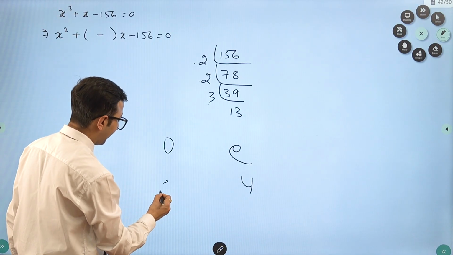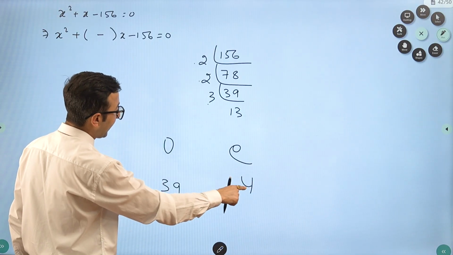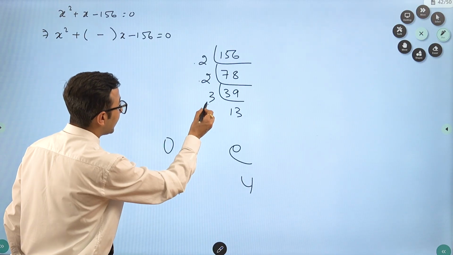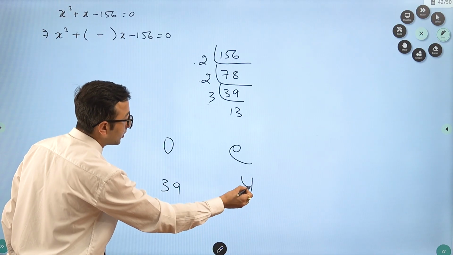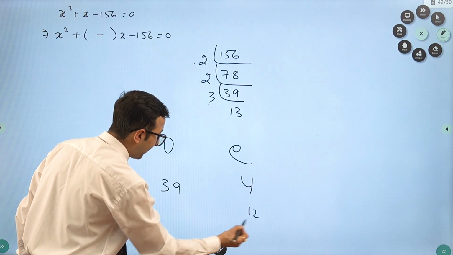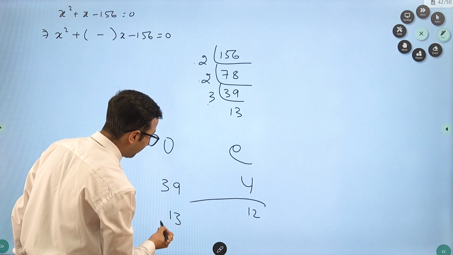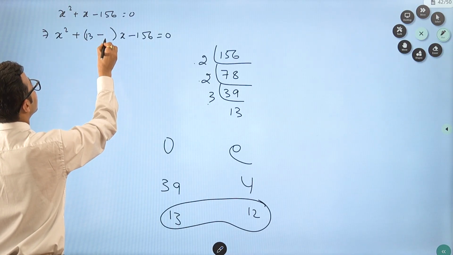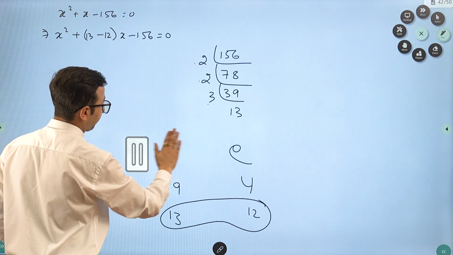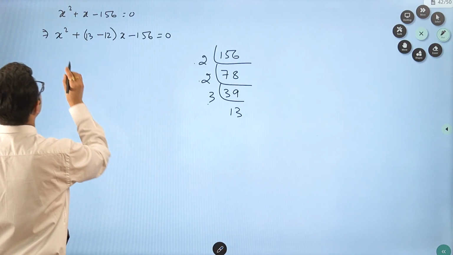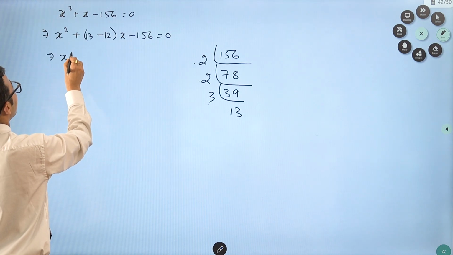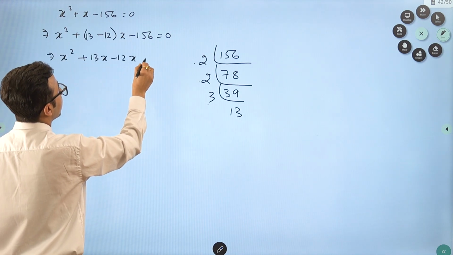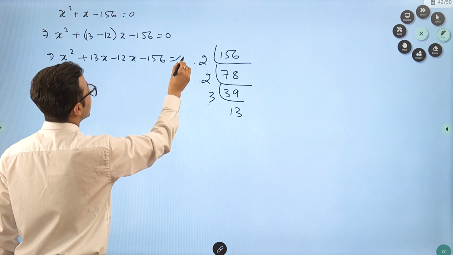13 3s are 39, but look here, 39 and 4 under subtraction is not giving us 1. So it means that give that 3 to this 4. So 4 3s are 12 and here will be 13. So another pair is 13 and 12. So 13 minus 12 will be there, which implies x square plus 13x minus 12x minus 156 is equal to 0.